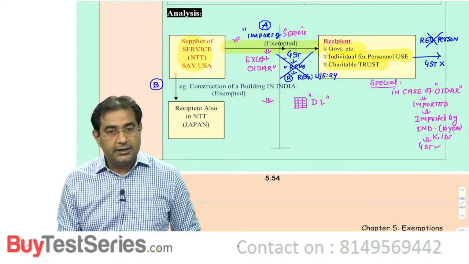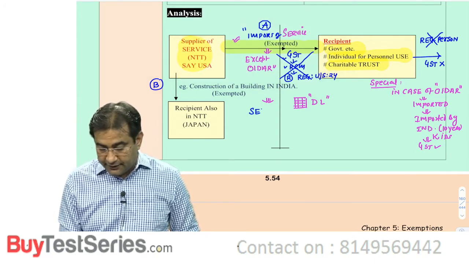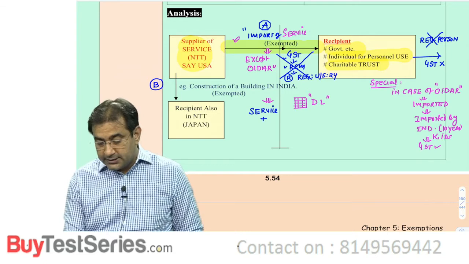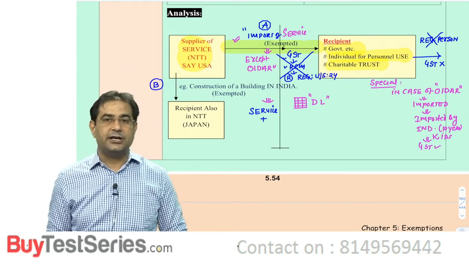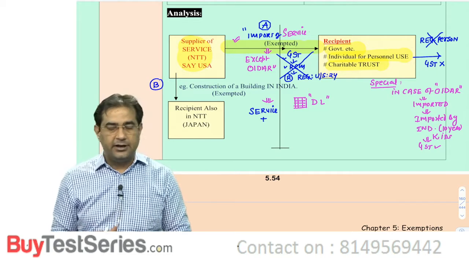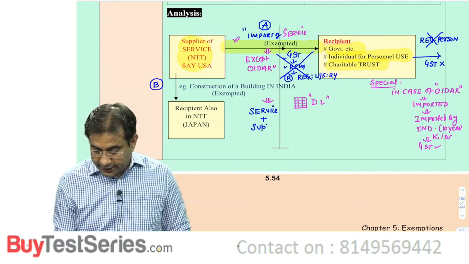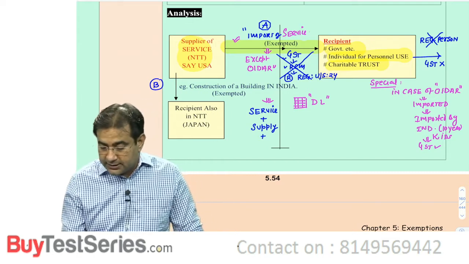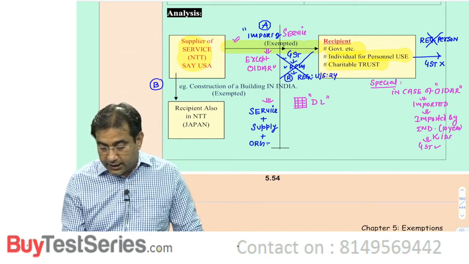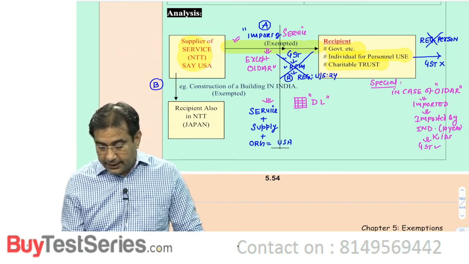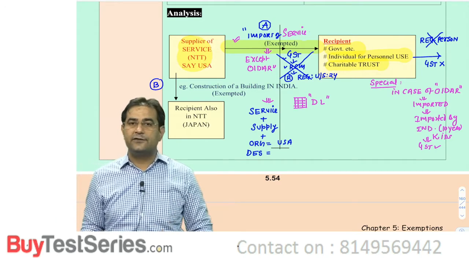Now, is it a service? Yes, sir. Construction activity is a kind of service. Second thing, is it termed as supply? Yes, sir. ABC test has been fulfilled, so it will definitely be classifiable as supply. What is the nature of the supply? Sir, the origin of the supply is the location of the supplier, that is USA, and the destination of this supply, that is place of supply, would be.